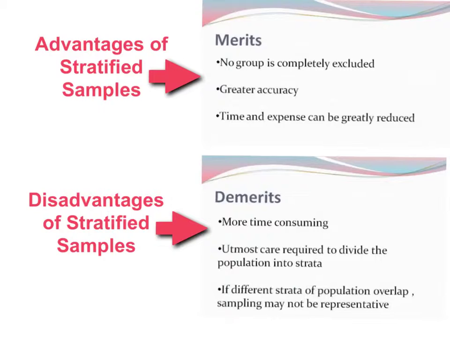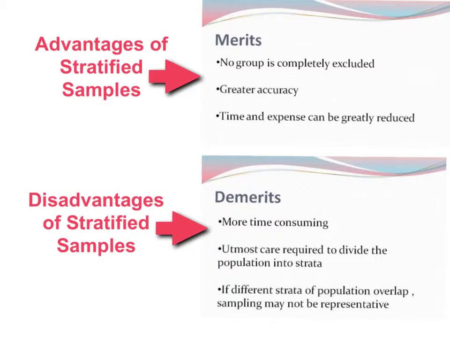Some advantages are that no group is completely excluded, it has greater accuracy, and time and expense can be greatly reduced. The main advantage with stratified sampling is how it captures key population characteristics in the sample. Stratified sampling works for populations with a variety of attributes.